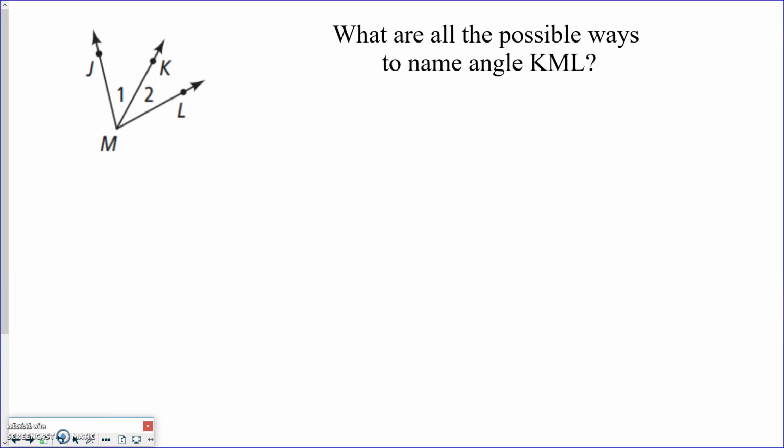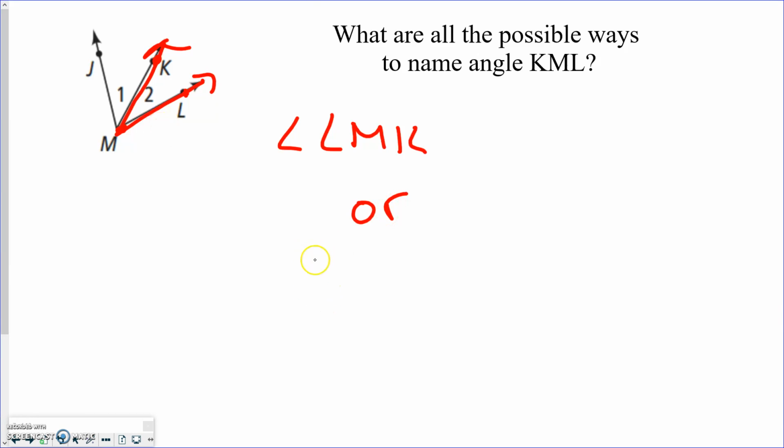So what are all the possible ways to name angle KML? Here's angle KML. I'm going to trace KML. That is my angle. Another way I can name it is angle LMK. Or, since there's a number inside the angle, I could just call it angle 2.